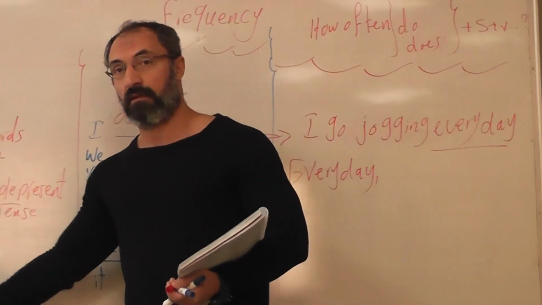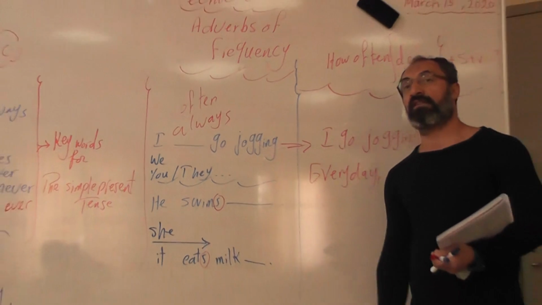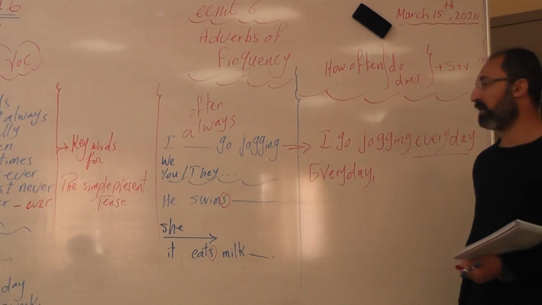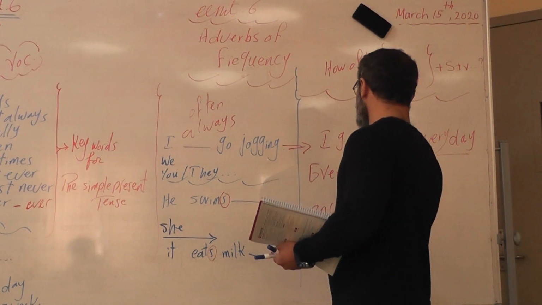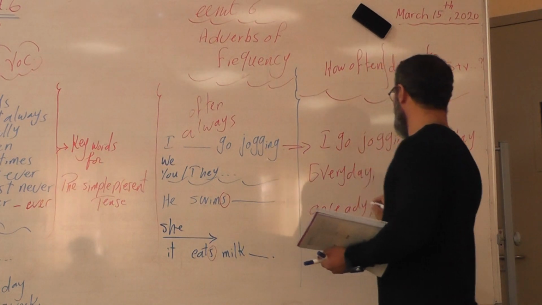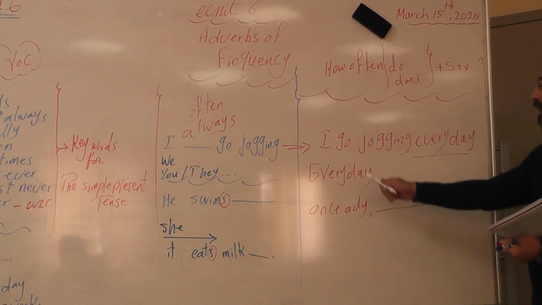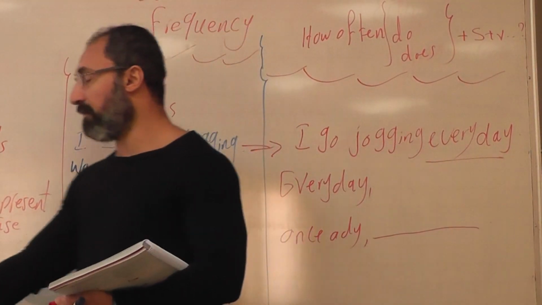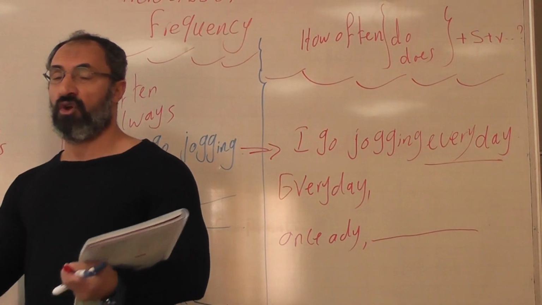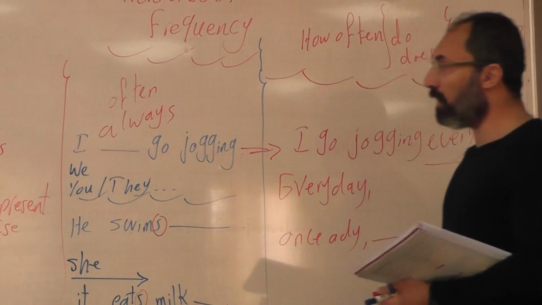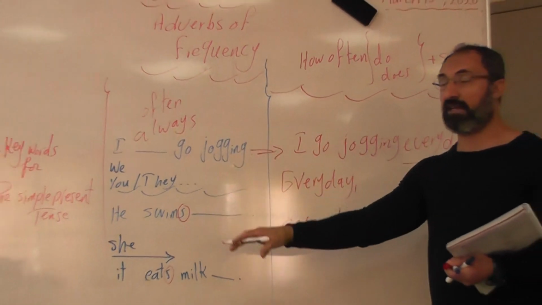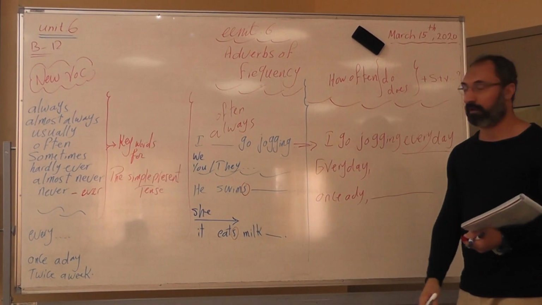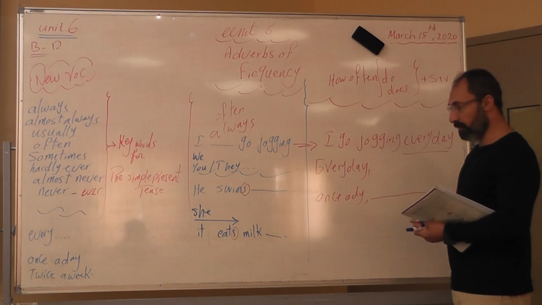What about once a day? Also, we can start our sentence with once a day or end our sentence with it. For example, we can say, once a day I go jogging, or I go jogging once a day. And it's the same with twice a week, three times a day, and so on. So that was about the right place where we have to use any adverb of frequency which are written on the board. Okay, let's come to something else here.